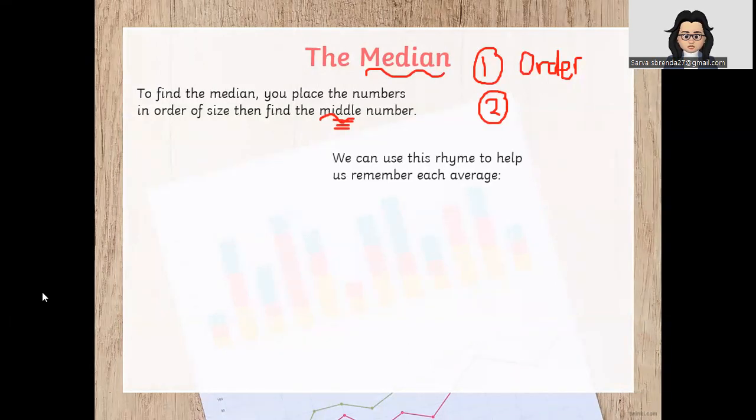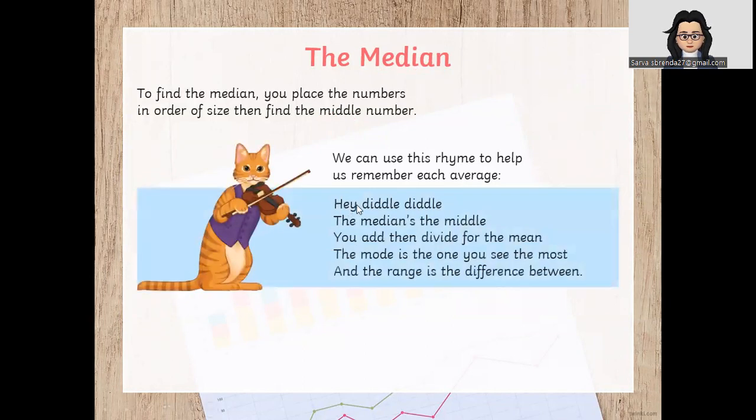And before you go on, there's pretty much a rhyme that you can use to help you remember these averages. It goes like this. Hey diddle diddle, the median's the middle. You add then divide for the mean. The mode is the one you see the most, and the range is the difference between. So you can try that song. And remember, hey diddle diddle, the median's the middle.